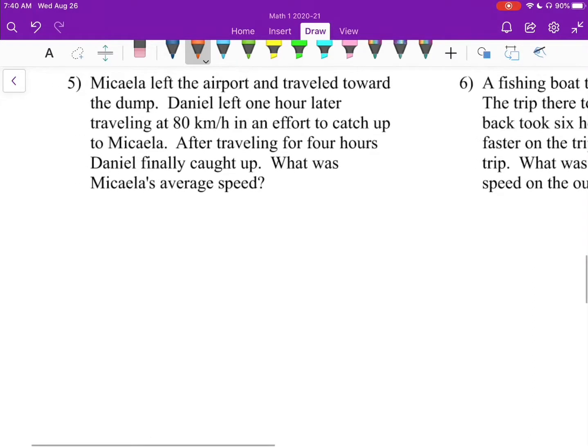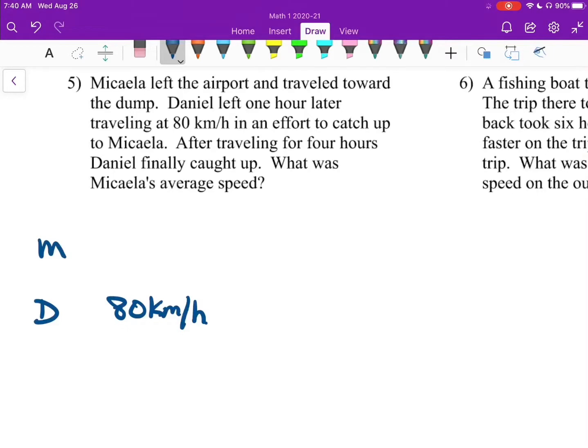Michaela left the airport and traveled towards the dump. Daniel left 1 hour later, traveling at 80 kilometers per hour in an effort to catch up. Okay, so we'll have Michaela and Daniel. Daniel traveled at 80 kilometers per hour. After traveling for 4 hours, Daniel caught up. So he traveled for 4 hours, and then they caught up. What was Michaela's average speed?